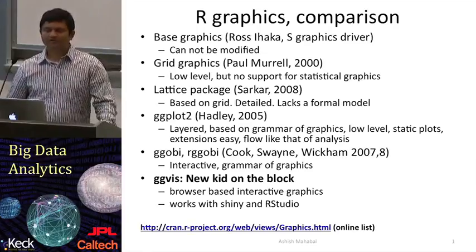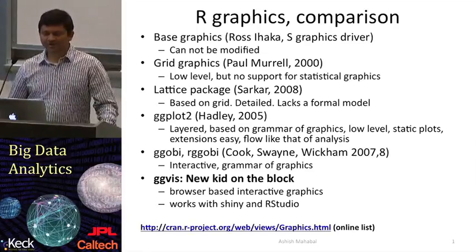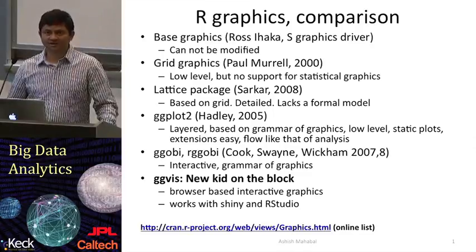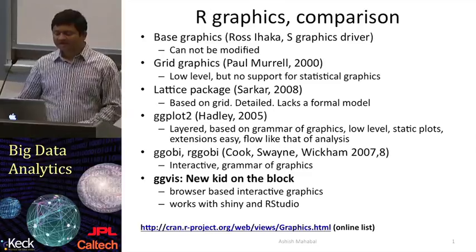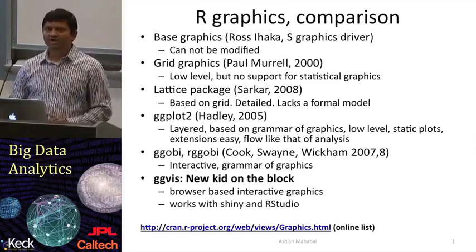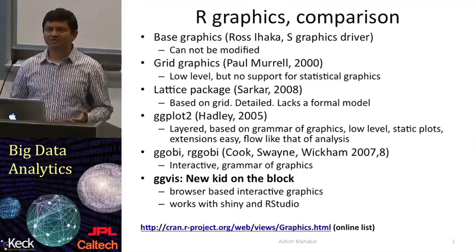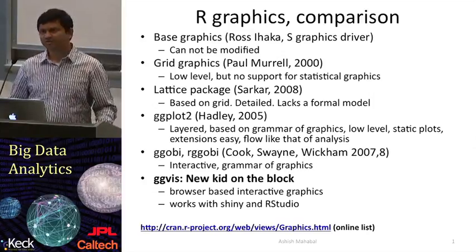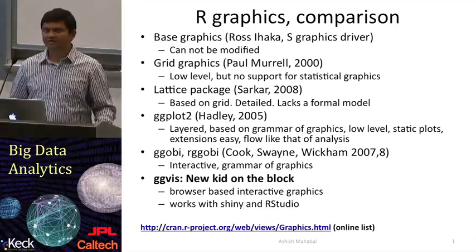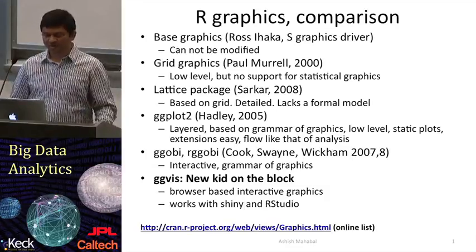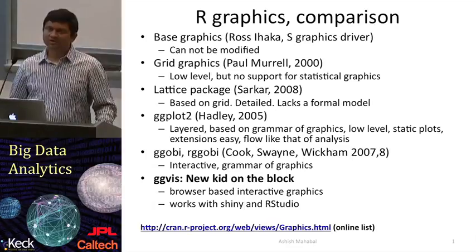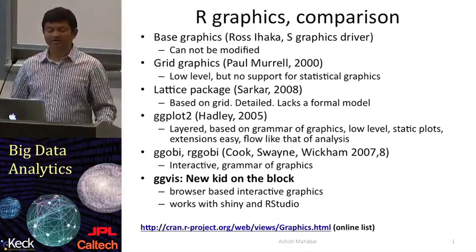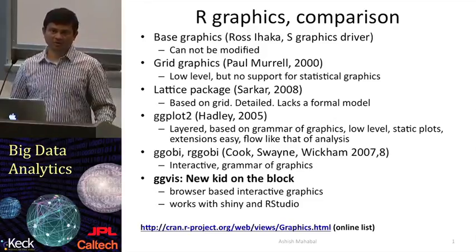After that, in about 2000, grid graphics came into the picture. These are low-level, but they do not support statistical plotting. And that is sort of against the R principle, because R is mostly about statistical methodologies, statistical procedures, and if you cannot do a lot of statistical graphics within a plotting package, that's not very useful. The lattice package came into the picture around 2008, and that is much more powerful. It is based on grid, it is detailed, but then it lacks a formal model.